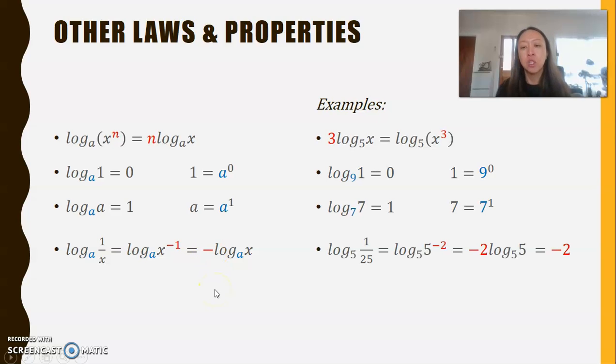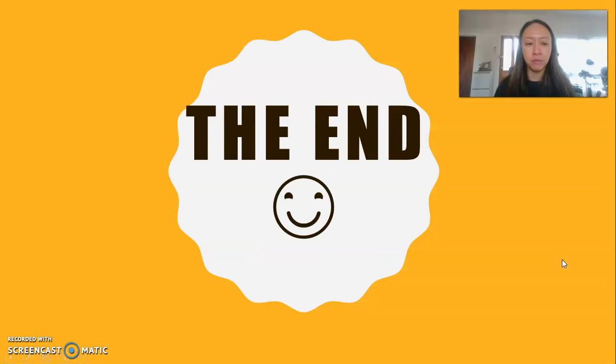How do we simplify or evaluate a log equation like this? Log base 5 of 1 over 25 will be equivalent to log base 5 of 5 power negative 2. We can bring the exponent to the front as we discussed previously. So negative 2 log base 5 of 5 will be equal to negative 2 because log base 5 of 5 can cancel to be 1. Negative 2 times 1 will be negative 2.